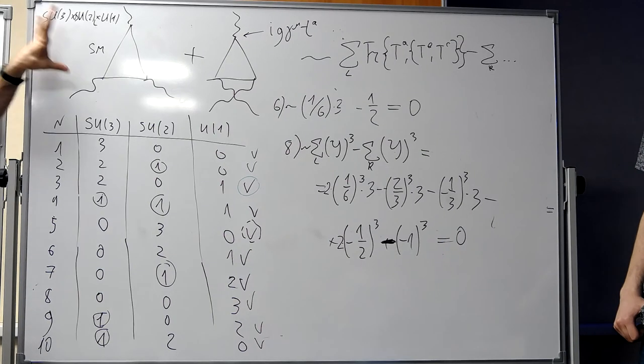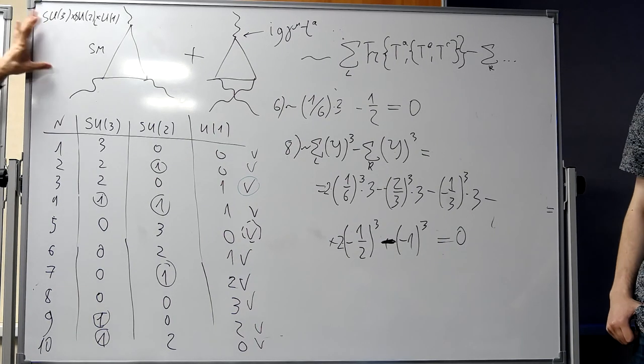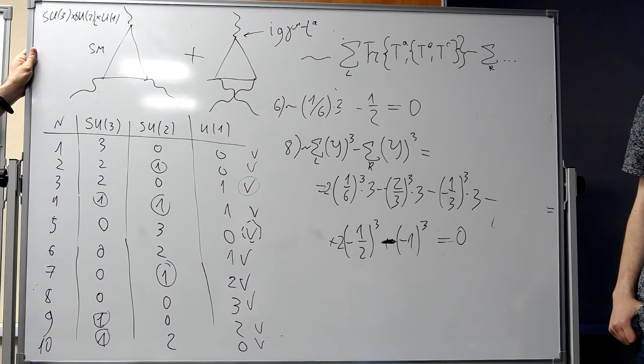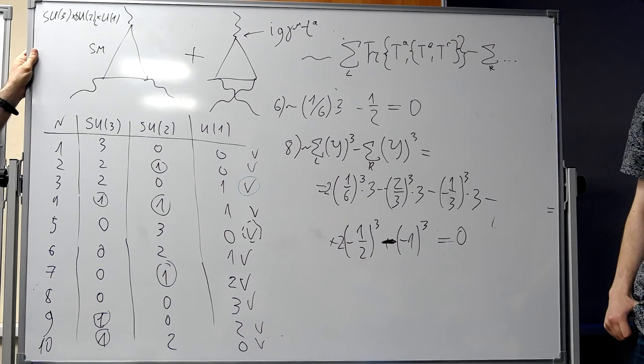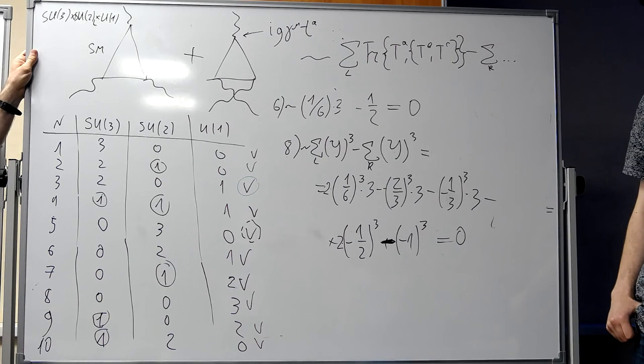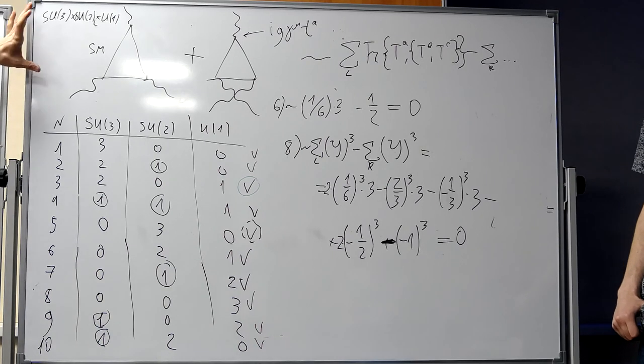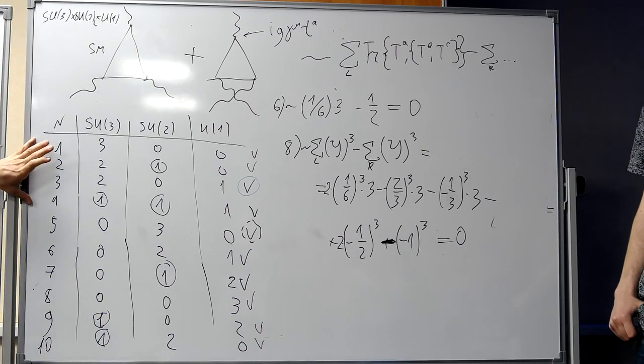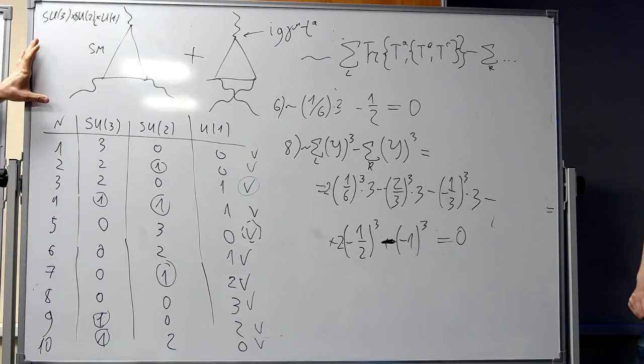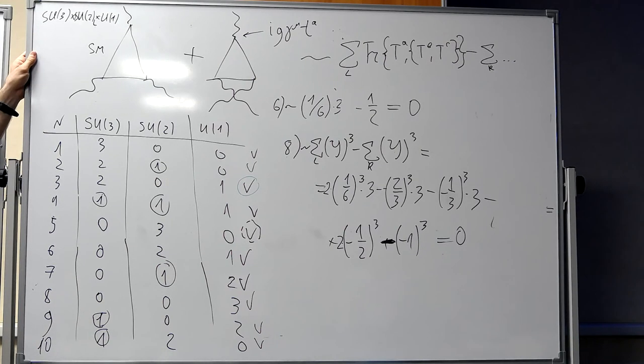So we have checked indeed that the charge assignment of the standard model ensures the anomaly cancellation. Then you can ask yourself the reverse question: is it the only solution? Could you have other charges for the quarks and the leptons that also ensure anomaly cancellation?